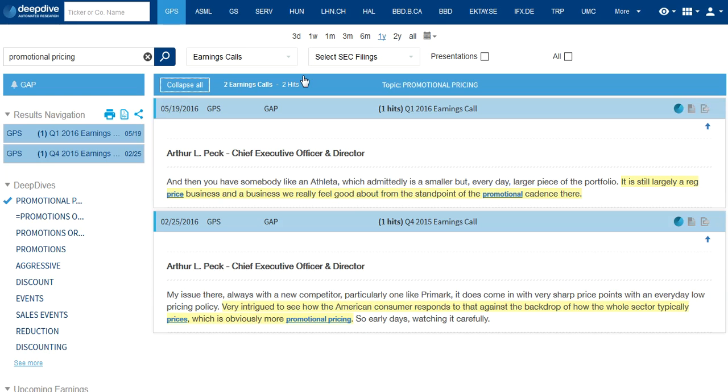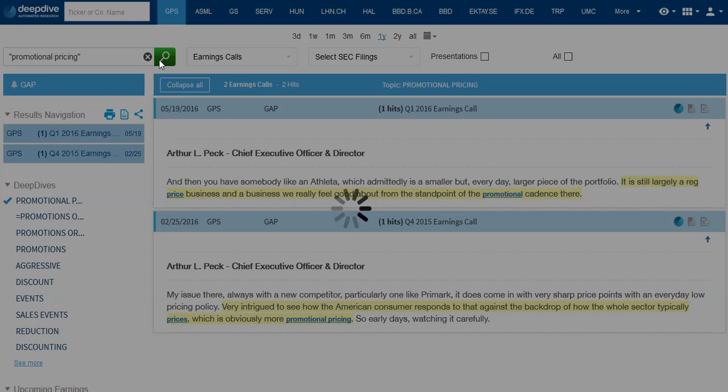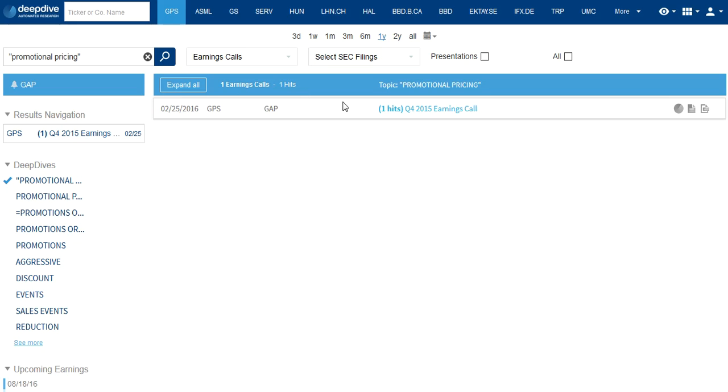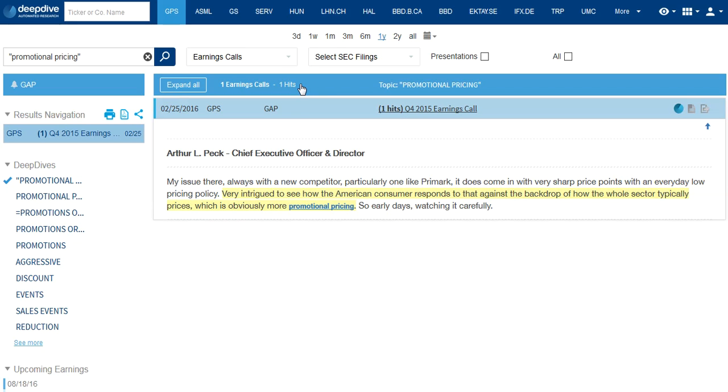One last tip. If we want to search for a specific phrase, such as promotional pricing, simply include the phrase in quotes, and DeepDive will search for that phrase specifically. In this case, we have now limited our results to just 1 hit of promotional pricing.